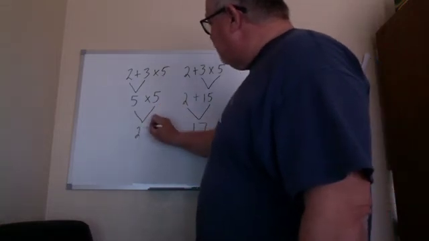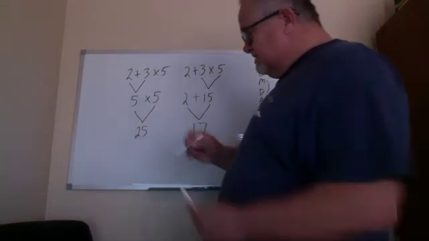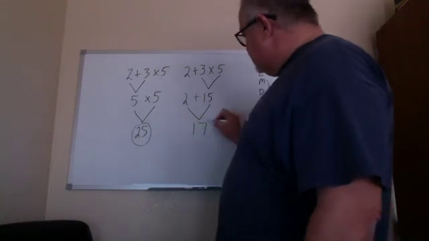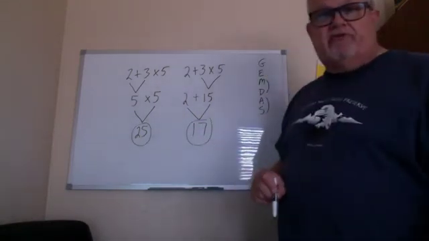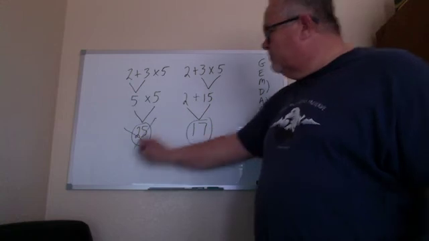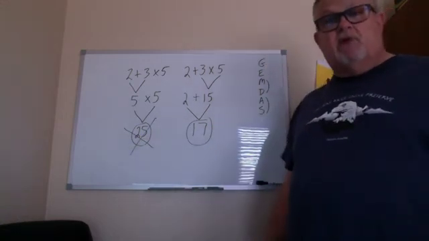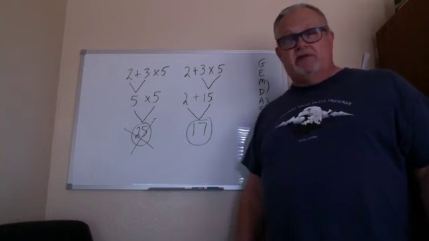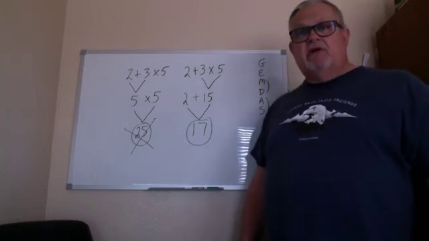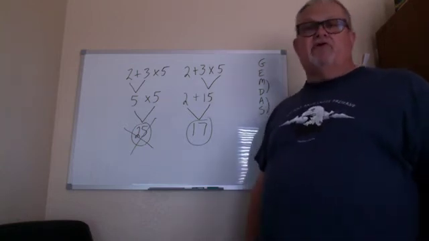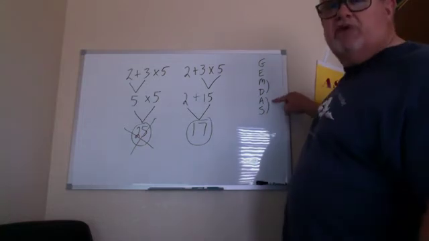That, of course, is going to equal 25. You can see that this and this are very different answers. This is absolutely wrong because it did not follow the order of operations. So you can see why it is very important that you know how to do this, because it can lead you down a wrong path to a very wrong answer if you don't follow these GEMDAS rules.